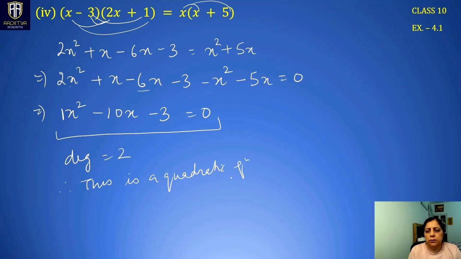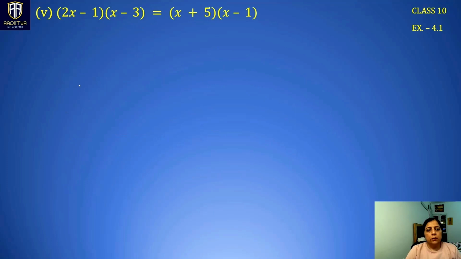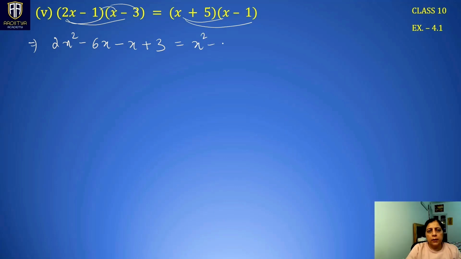Quadratic equation. So now the next question is, we again have to open these brackets to simplify this. This becomes 2x square and minus 6x. Then we have minus x plus 3. In RHS we have x square minus x plus 5x minus 5, right?